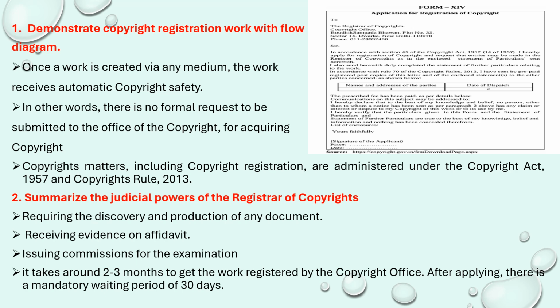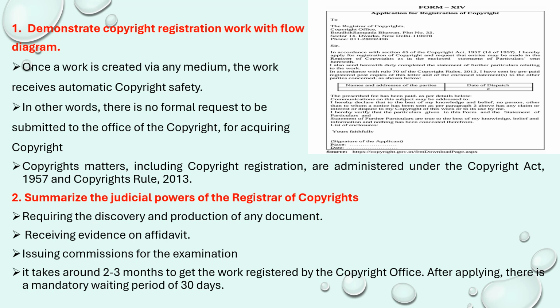Summarize the judicial power of the Registrar of Copyrights. So what is the judicial power in dealing with the Registrar of Copyright? You have to require a discovery. You have to produce it in the form of a document, and the evidence is nothing but an affidavit that is signed by the registrar, the judicial power of the registrar. Then it is issued to the commission for examination.